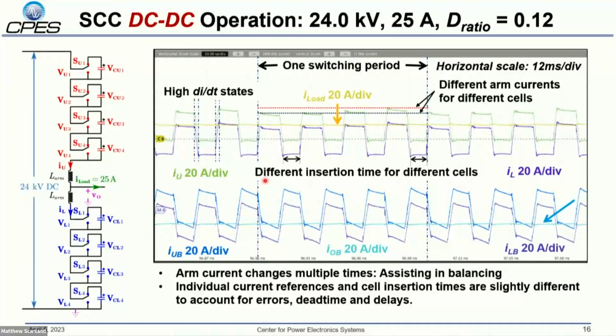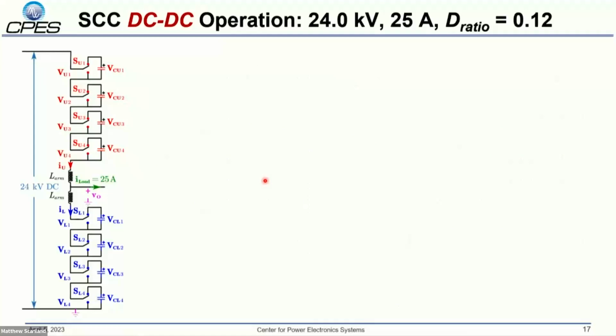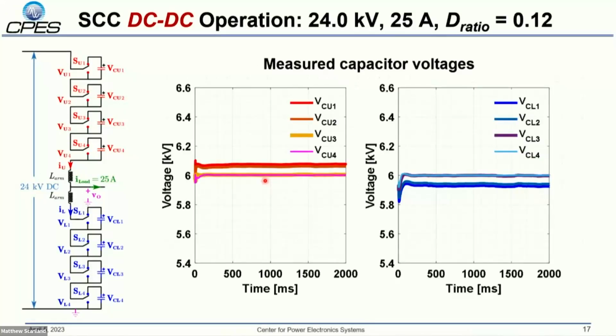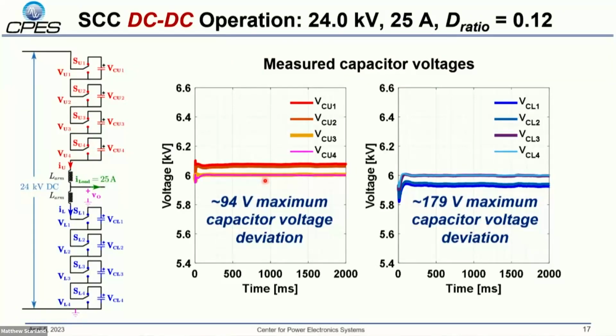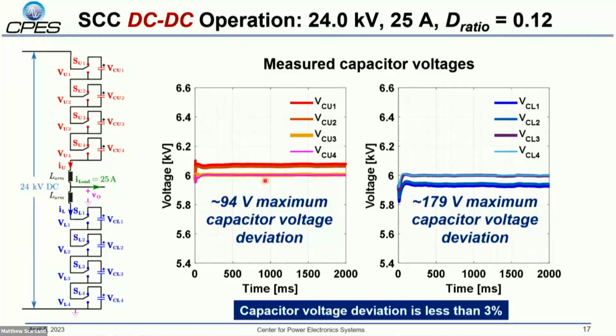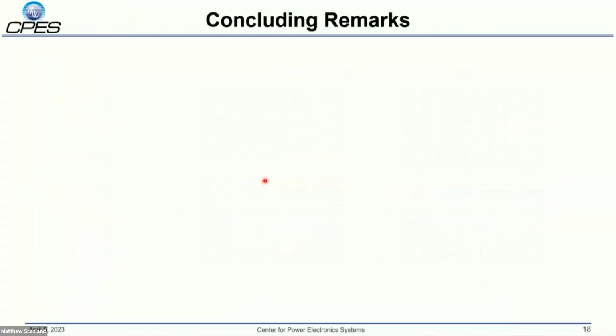And again, as I mentioned, we have this closed loop control where we change the insertion current references and insertion times to account for errors, delays, and dead times. These are our measurement results, and they come from sensors embedded on the PEBB itself. You can observe that the capacitor voltage deviation is fairly small. It's 3% for a 32.5 microfarad capacitor, which is much smaller.